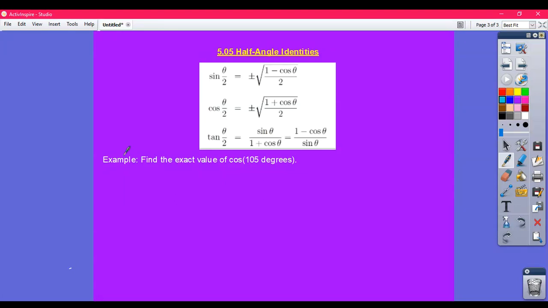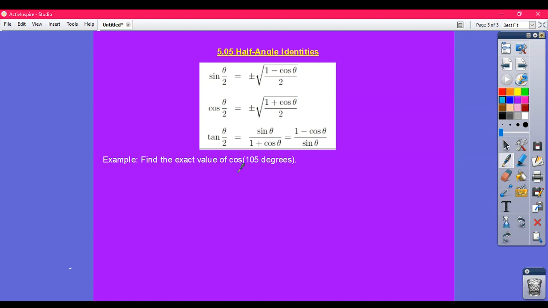So today we're finding the exact value of the cosine of 105 degrees using half angle identities. Now the nice thing about Module 5 is that it will tell you which formula to use. Since we're using half angle identities, please note that the exact value means the fraction form. So whatever I pick needs to be from the unit circle.